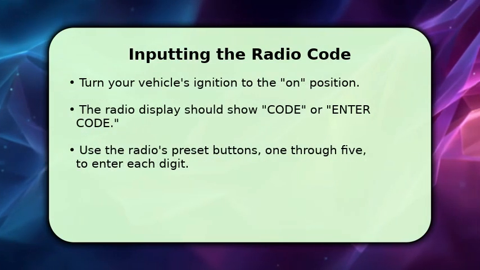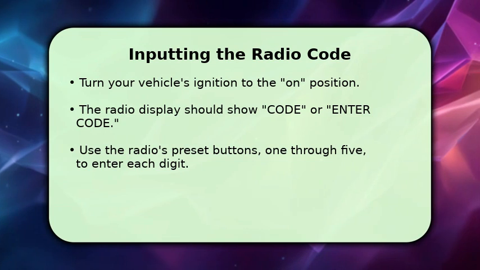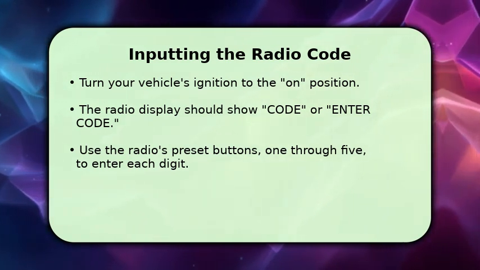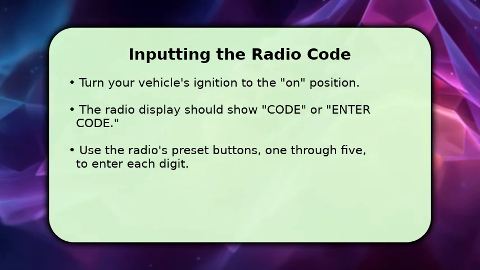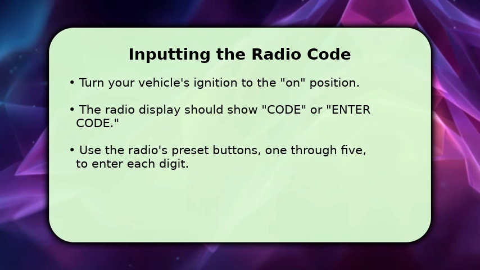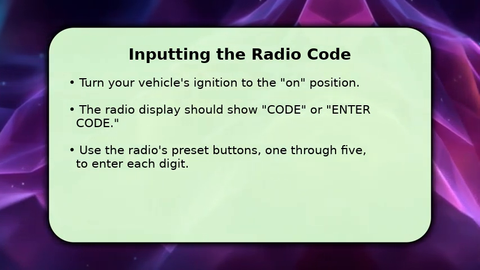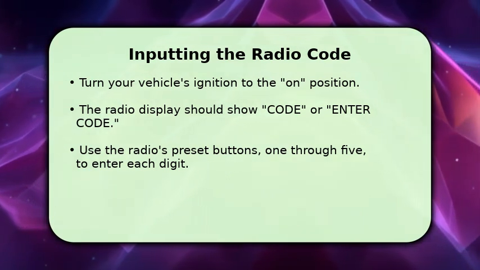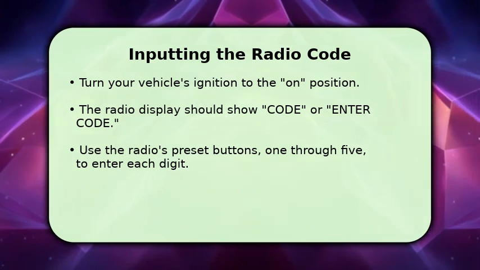Once you have your 5-digit code, entering it is straightforward. First, turn your car's ignition to the on position. The radio display should show code or enter code. Use the radio's preset buttons, numbered 1 through 5, to input each digit of your code. For example, if your code is 12345, press preset 1, then 2, and so on. The radio will automatically unlock when the correct code is entered.